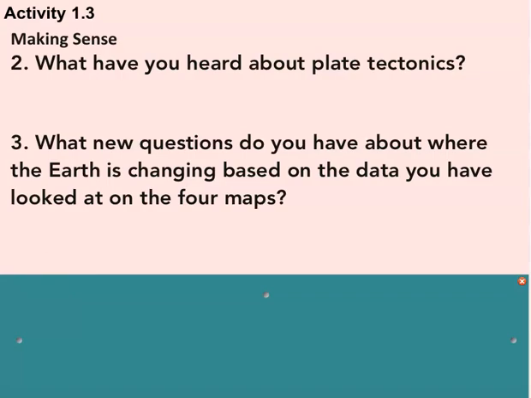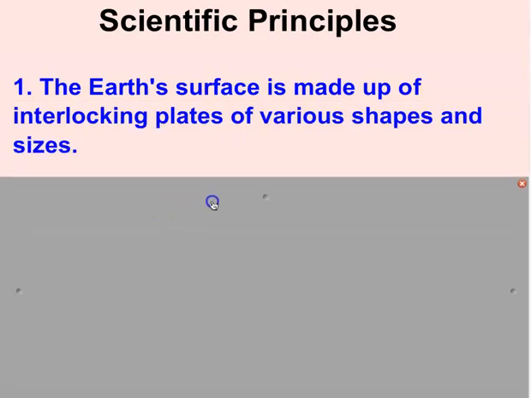So we're going to end today's video with a scientific principle. The scientific principle: the Earth's surface is made up of interlocking plates of various shapes and sizes. So if you have your book, go to the front of your book, and where it says scientific principles, it's the one with the lined pages. The blank pages are for your notes. If you want to add notes, that way you can use them on the test. So go ahead and add this as number 1. The Earth's surface is made up of interlocking plates of various shapes and sizes.